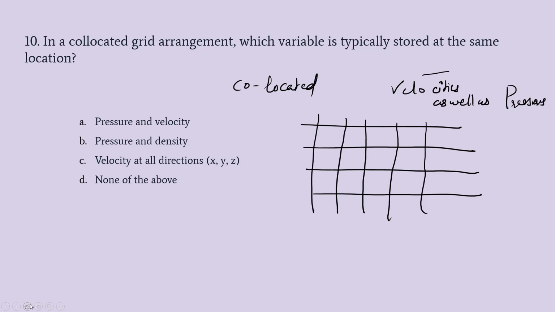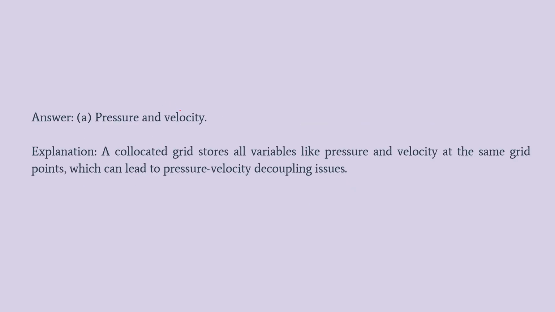In collocated grid arrangement, the pressure is located at cell centers. This is the cell center. Then these are the points where we store pressures. So P is found at cell centers, and velocities will also be at the faces. So we will be storing pressure as well as velocity at the same cell. We won't be needing separate grids to store the values. So our answer is pressure and velocity.